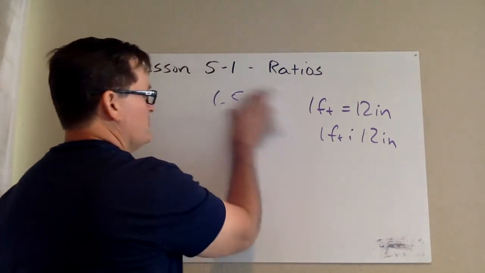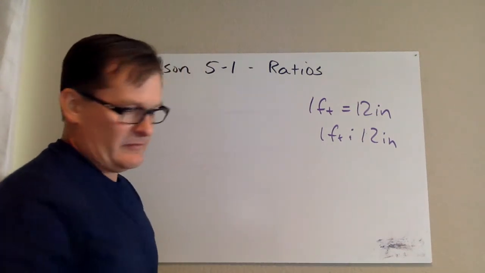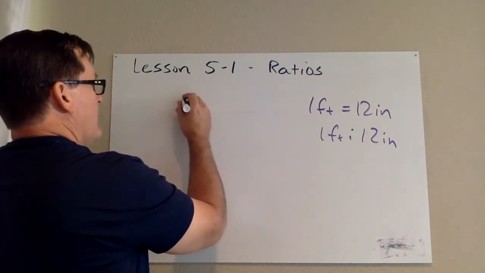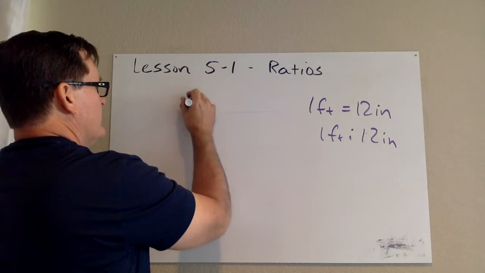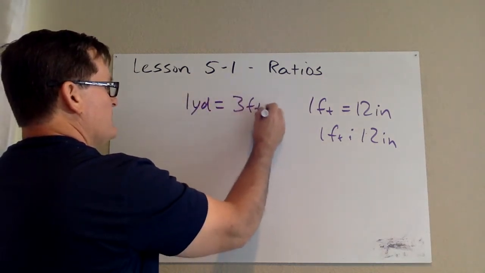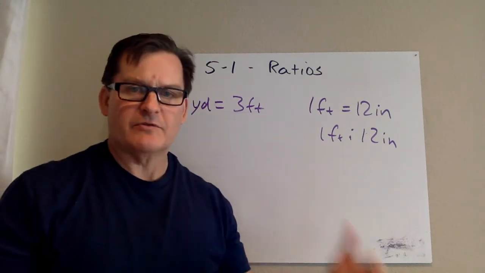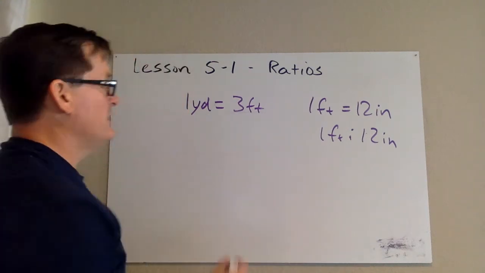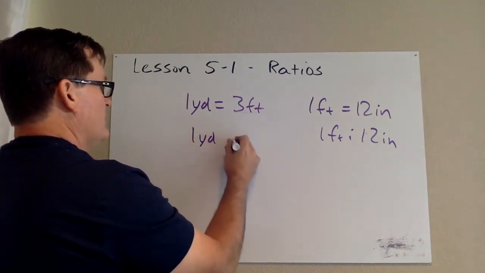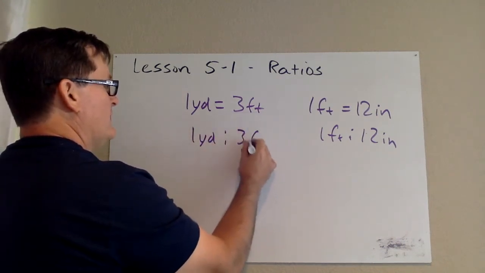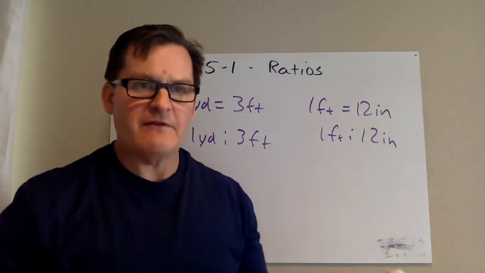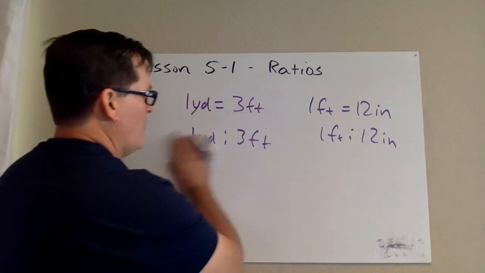Other common ratios we would know are how many feet there are in a yard. So 1 yard is equal to 3 feet, and we see these as an equivalence, but they're also ratios. They're a relationship. So I could rewrite this as 1 yard to 3 feet. Anyway, you get the idea. Ratios are ways to compare numbers that have something in common. That's what you need to walk away from.